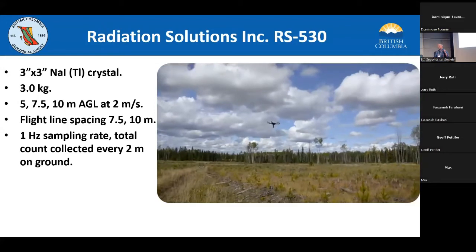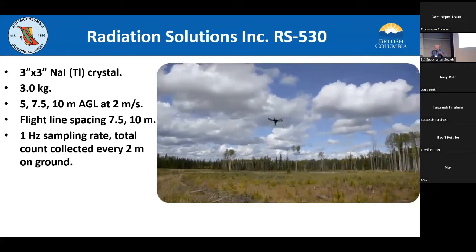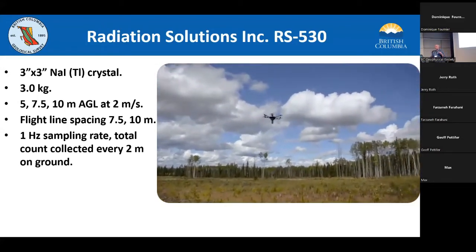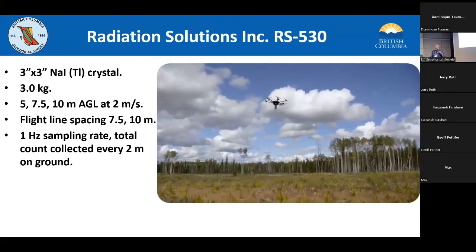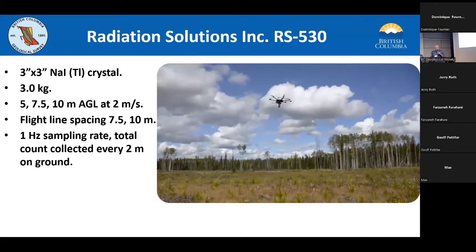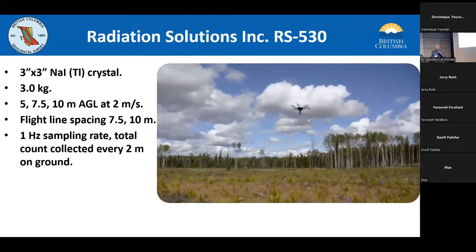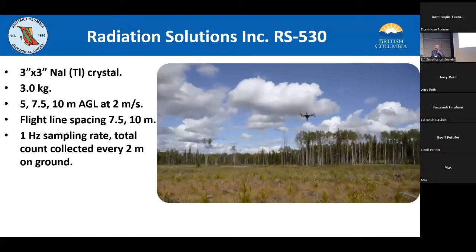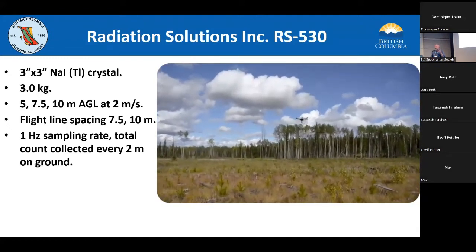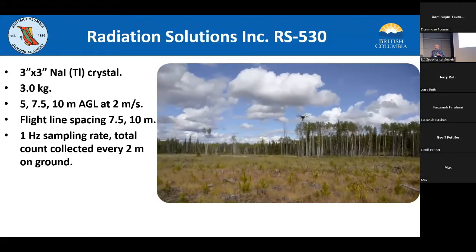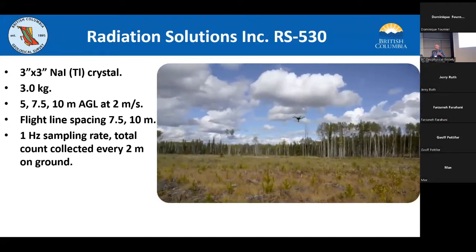So in terms of flight line spacing, the surveys we flew varied from 7.5 to 10 meters. In terms of elevation above ground or altitude above ground level, we flew as close to ground as we could, and we basically had these three values that we typically stuck to: 5, 7.5, and 10 meters above ground at 2 meters per second.